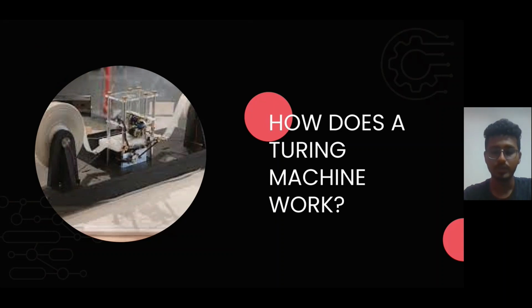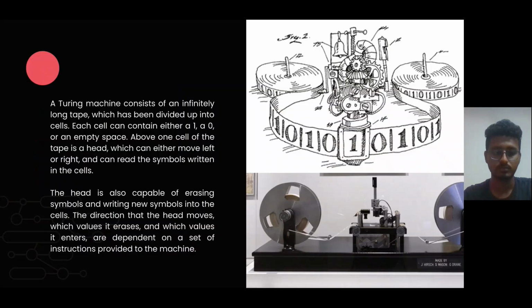So let us see how a Turing machine works. A Turing machine consists of an infinitely long tape, which has been divided up into cells, and each cell can contain either 1 or 0 or an empty space. Above one cell of the tape is a head, which can either move left or right and can read the symbols written in the cells. The head is also capable of erasing symbols and writing new symbols into the cells. The direction that the head moves, which value it erases, and which value it enters are dependent on a set of instructions provided to the machine.